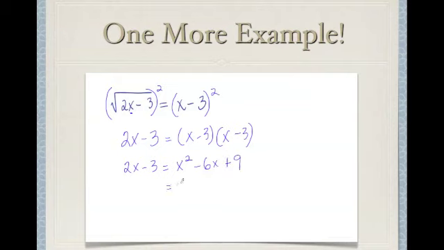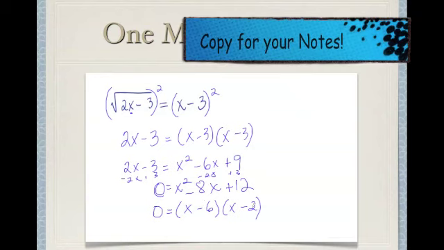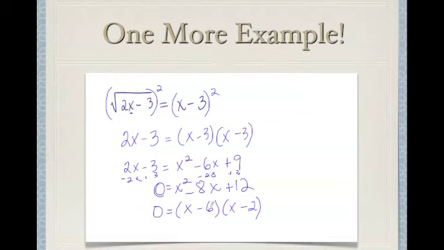Now if I combine like terms, I'm going to subtract 2x from both sides. So that gives me minus 8x. Add 3, and that gives me 12. When I have a quadratic, the easiest way to solve is to try to factor. And I can factor this as x minus 6 times x minus 2, because x times x is x squared, x times minus 2 plus negative 6x gives me the negative 8x, and then negative 6 times negative 2 is 12.